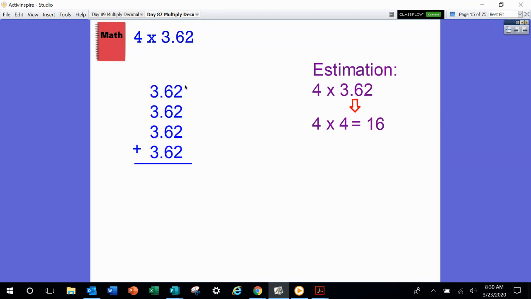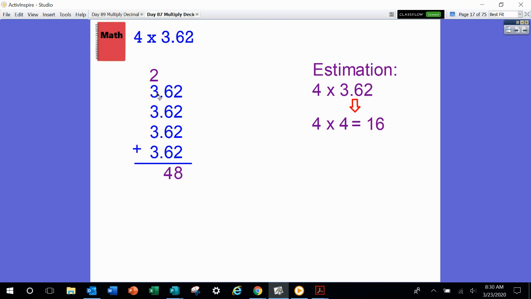So let's go ahead and have our 4 groups, 1, 2, 3, 4 groups of 3 and 62 hundredths, and we just get to add them up. Notice that we've lined up that decimal point, and each digit behind that decimal point has another digit from the other numbers to add. So let's see. 2 plus 2 is 4, 4 plus 2 is 6, 6 plus 2 is 8, 6 plus 6 is 12. 12 plus 6 is 18. 18 plus 6 is 24. Write the 2 above the next place value and the 4 down here because we have 2 wholes now from adding that many tenths together.